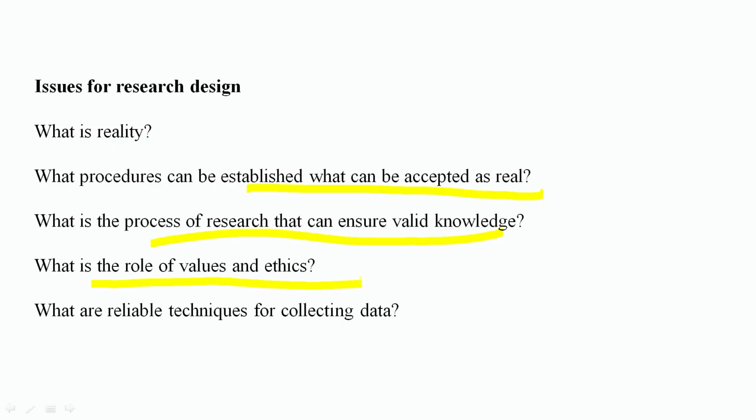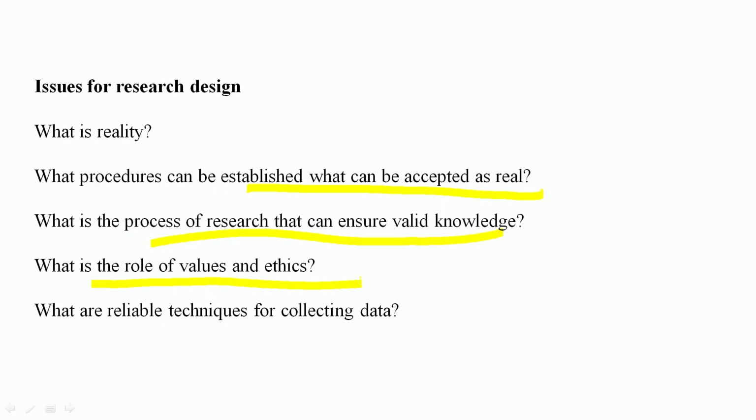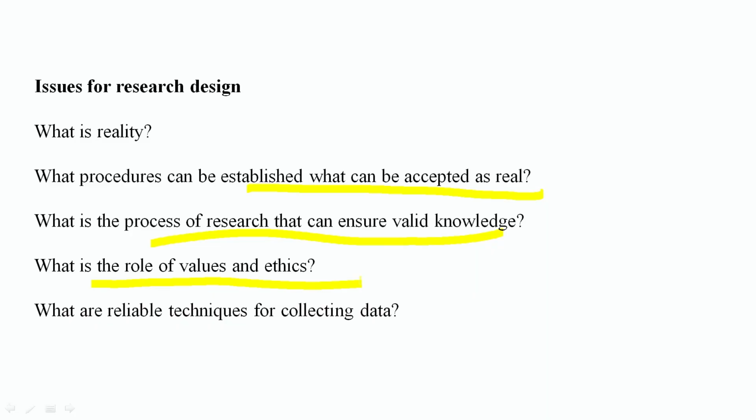And next come the values and ethics, where researchers take a stand on certain issues which we commonly see in today's world. So research values and ethics are also important. And finally, the reliable techniques. When we talk about data collection techniques, see Qualtrics or Amazon mTurk, there are several such agencies which collect data for researchers' benefit. When we buy data, whether this will really reflect the phenomena that we are studying, this is a question. So the reliability of the data and the reliability of the technique is also important.